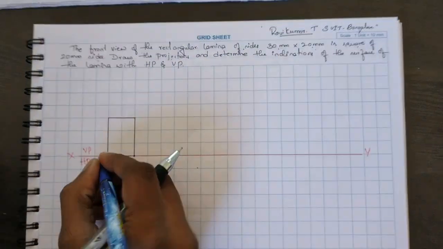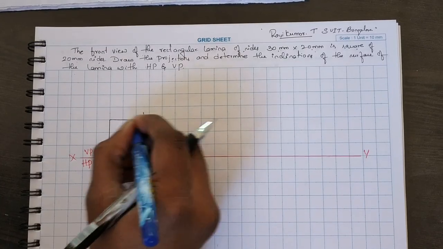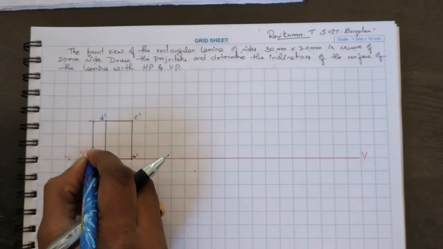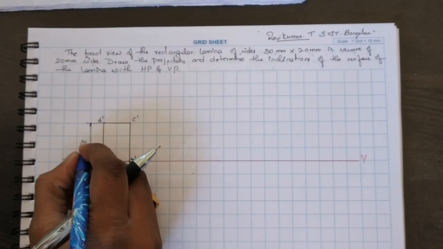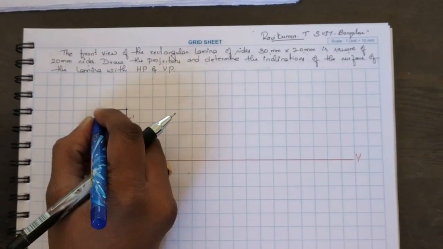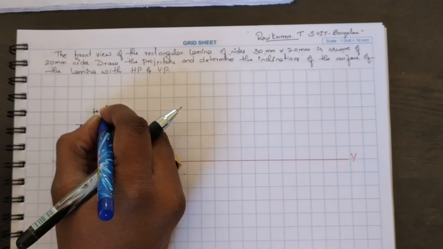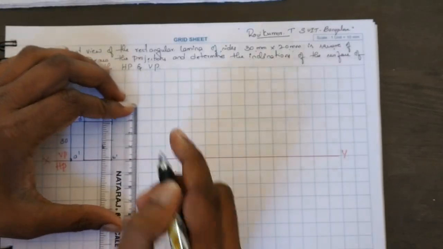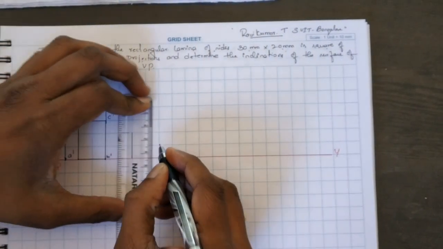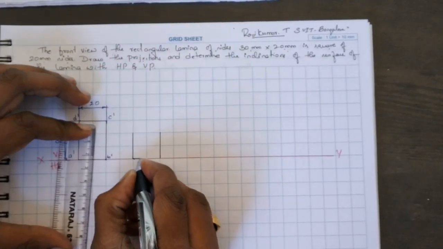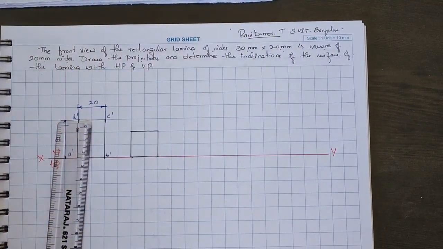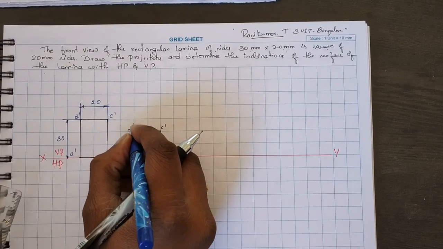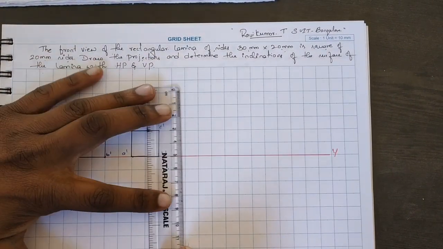So next, this is a dash, b dash, c dash, and d dash. Okay. Next, show the dimension. This is 30, and this is 20. Okay. So next, construct the 20 by 20 square. Again, it is also a dash, b dash, c dash, and d dash. Okay, so draw one more view, the side view.